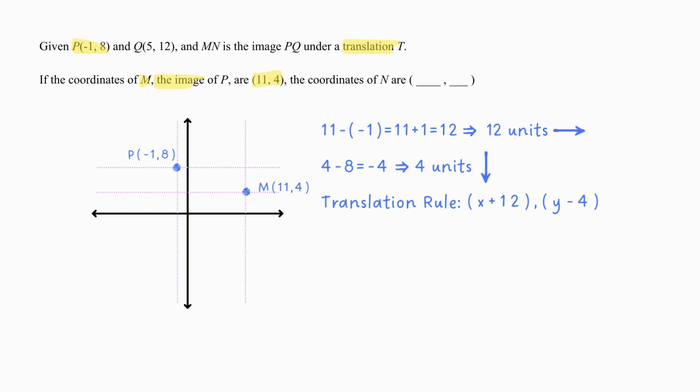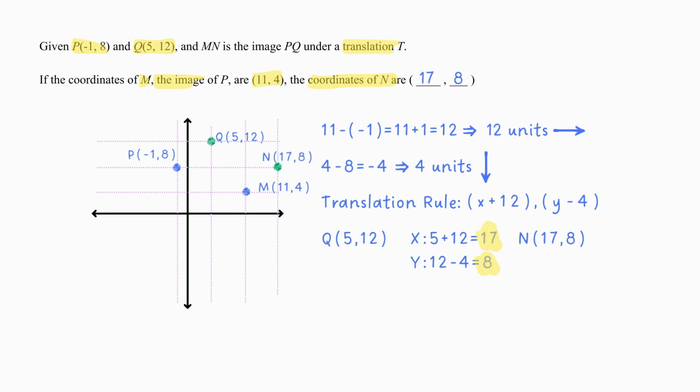Now for the final step. The question asks for the coordinates of point N. We know N is the image of point Q. Since every point in a translation moves the same way, we just apply our rule to Q. Original Q points are 5 and 12. Let's apply the x rule. 5 plus 12 is equal to 17. Next, apply the y rule. 12 minus 4 is equal to 8. Therefore, the coordinates of N are 17, 8.